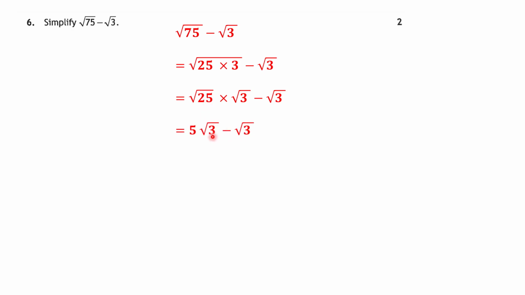Now the answer is not 5. You can't just take away the root 3's. This is 5 root 3 take away 1 root 3, so it's going to be 5 take away 1 is 4 root 3, and that's worth 2 marks.